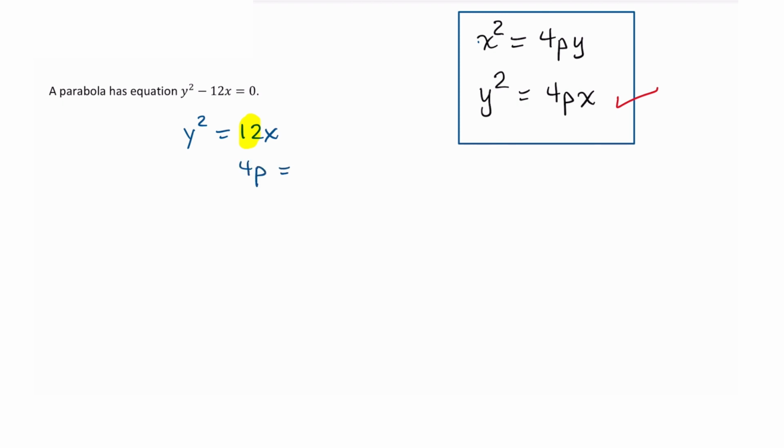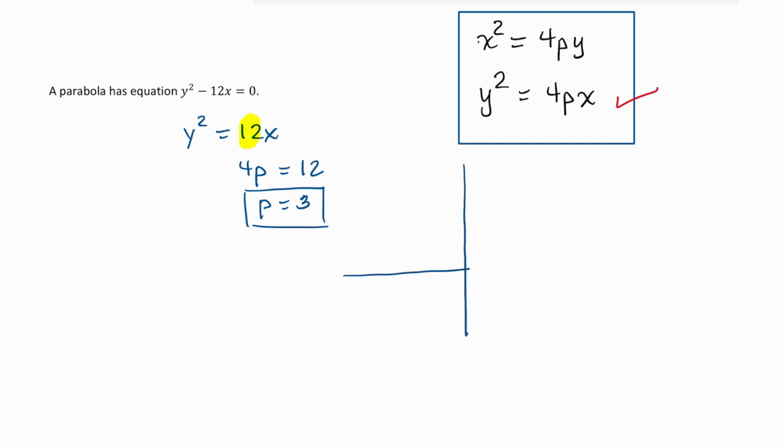Remember that the value of p helps us to determine where the focus is and where the directrix is. So if I solve that for p, I have p equals 3, which means that the focus is 3 units away from the vertex, and the directrix is also 3 units from the vertex. Okay, so since this is a y squared equation, we know that the parabola is going to open horizontally, and since p is positive, we know that the focus is to the right of the vertex.